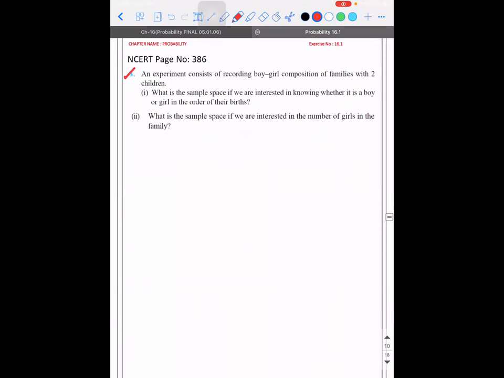The eighth one: an experiment consists of recording the boy-girl composition of families with 2 children. What is the sample space if you are interested in knowing whether it is a boy or a girl in the order of their births? So the experiment consists of recording the boy-girl combination of families with 2 children. With 2 children, they're saying there is only one boy and one girl, no? Or can it be boy-boy also? What is the sample space if you're interested in the number of girls in the family?